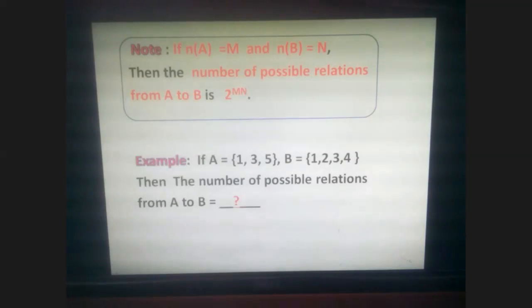12, 3 and 4, so 12. What is 2 raised to power 12? Big number? Yeah. We can calculate. So number of A is 3, number of B is 4, number of A cross B is 12. So from A to B, you will have 2 raised to 12 subsets. 2 raised to 10 is 1024, so it will be 4096.